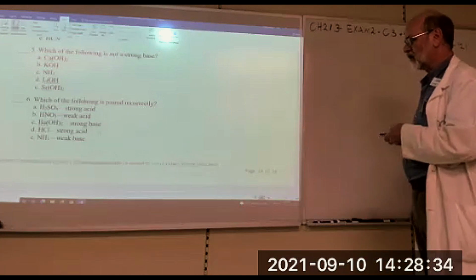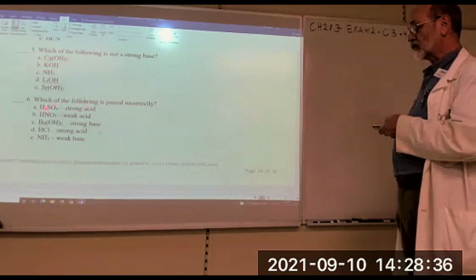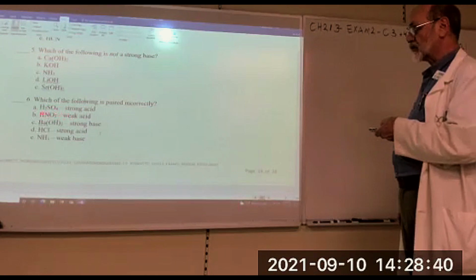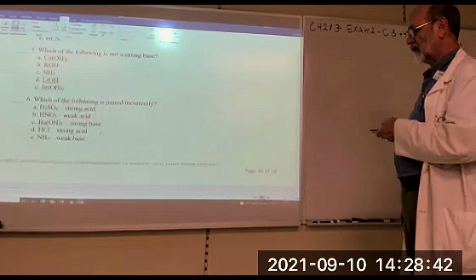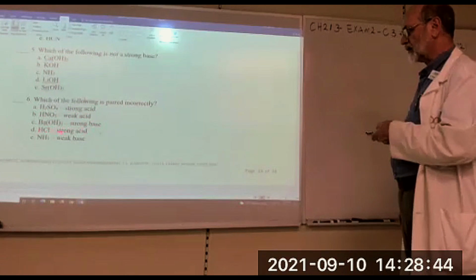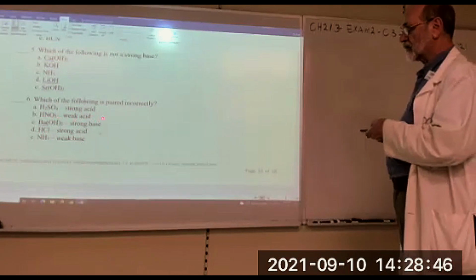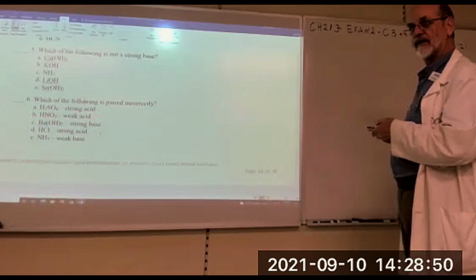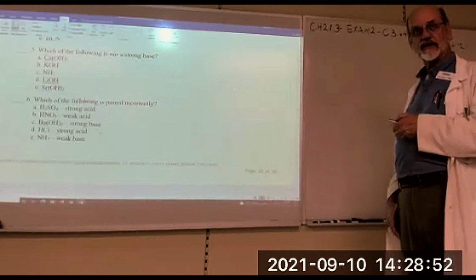Which of these is paired incorrectly? That's a strong acid, definitely. Sulfuric, nitric, no, nitric is a strong acid. That was wrong. That's a strong base, that's a strong acid, that's a weak base. Okay, so this is the outlier right here. That's a strong acid.